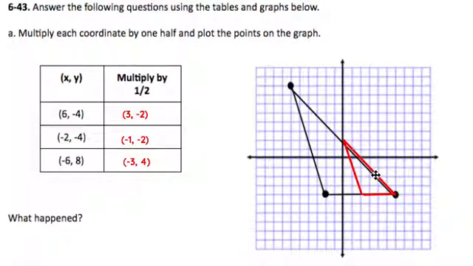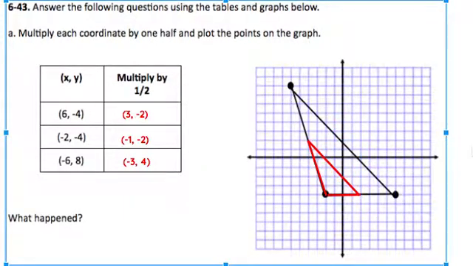So the original was the black triangle there. Let's take a look at the sides to see how they compare. So the easiest one to do would be to look at the bottom. And then if I look at the black triangle, the bottom is 8 units long. If I look at the red triangle, the bottom is 4 units long. So it looks like the new red triangle is half the length of the original, the black triangle.